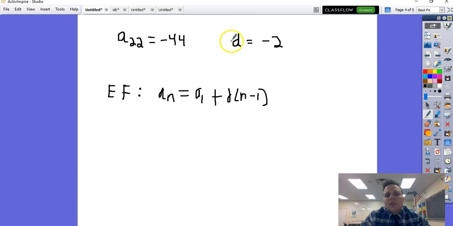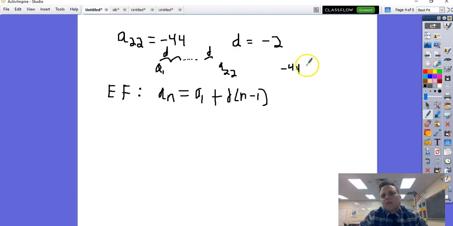So that means I would have to do d 21 times to get from a of 1 to a of 22. I would need to use the common difference a total of 21 times, okay? And I want to go backwards. So I'm going to start with this 22nd term, which is negative 44, and go backwards using d 21 times. So instead of using a d of negative 2, I'm going to use d of positive 2. So I'm just going to say plus 21 times 2.